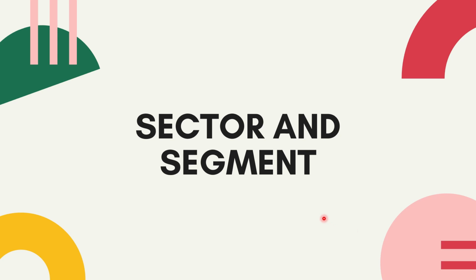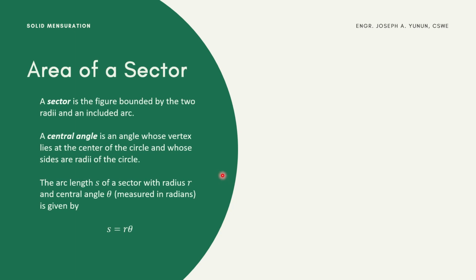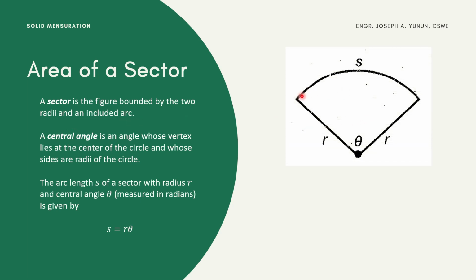Now, the next topic is sectors and segments. The sector is a figure bounded by two radii and an arc. The arc is denoted as S, which is called the arc length, and theta is the central angle between the two radii. The central angle is measured in radians, as noted here, and this formula is used to solve for the arc length S.